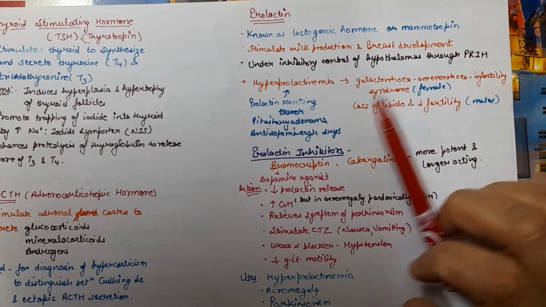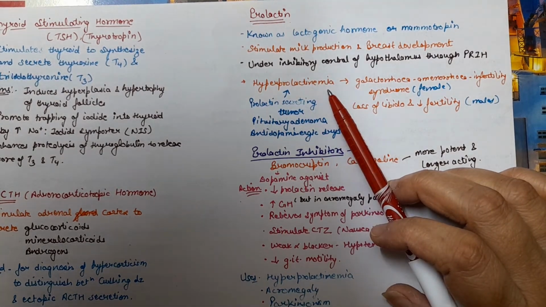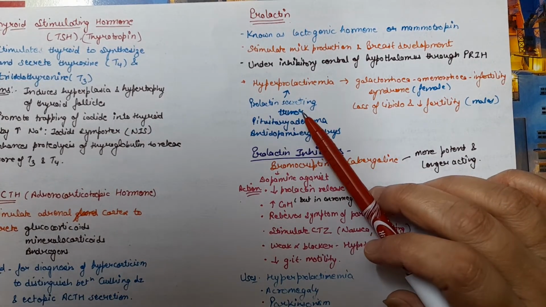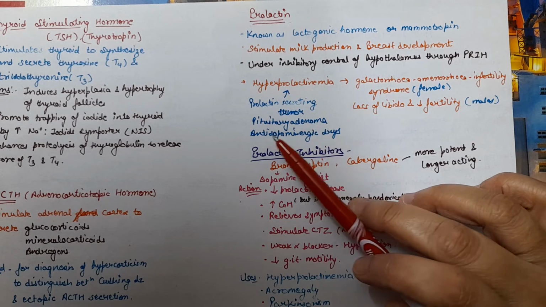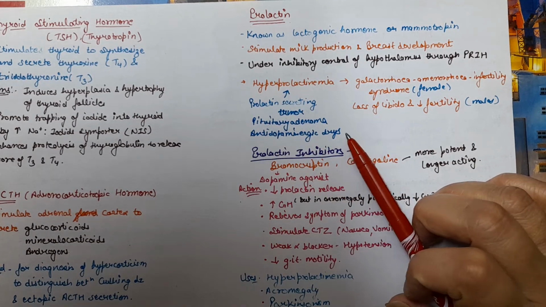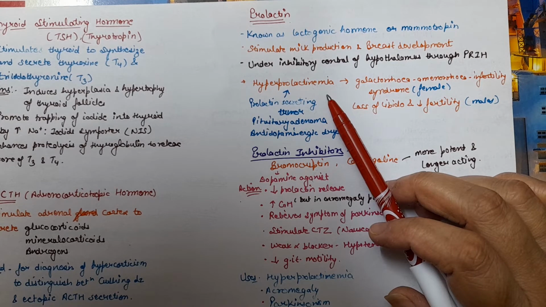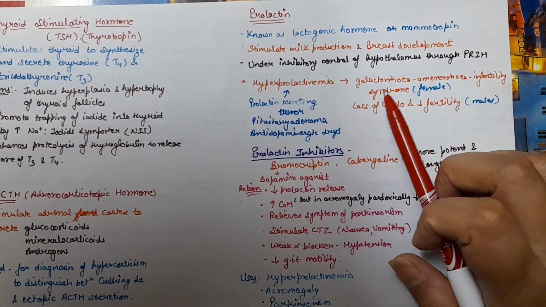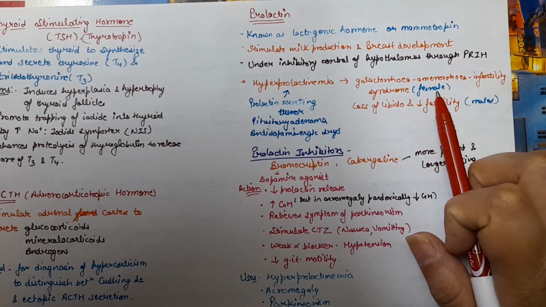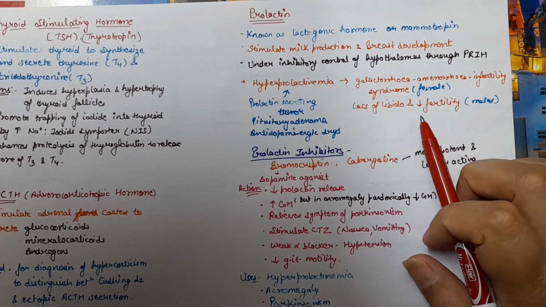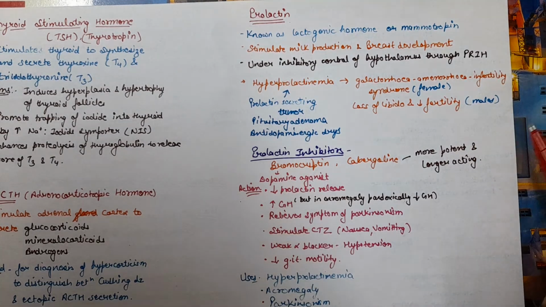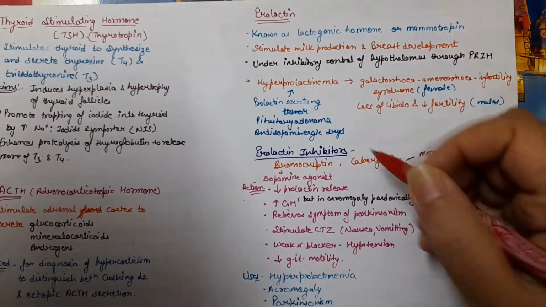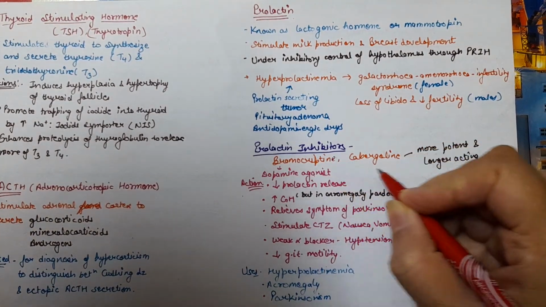Excess causes hyperprolactinemia. The cause of hyperprolactinemia is either a prolactin secreting tumor, pituitary adenoma, or antidopaminergic drugs. It causes galactorrhea, amenorrhea and infertility syndrome in females, and loss of libido and decreased fertility in males. So for their treatment, prolactin inhibitors are available: one is bromocriptine and another is cabergoline.